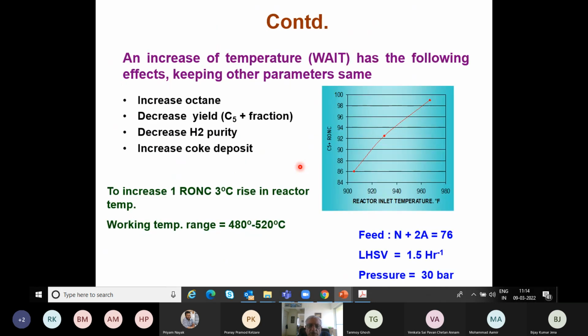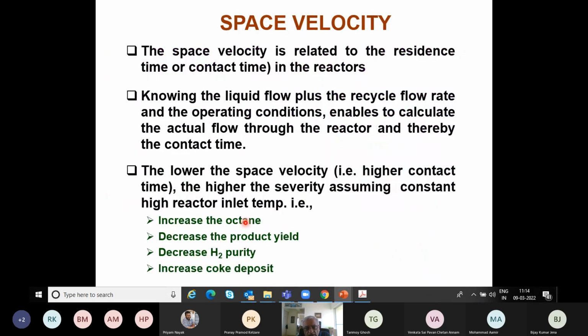And then I told you how the reactor temperature affects the concentration of aromatics or the octane of the product. It is very sensitive. For every 3 degrees rise in the reactor temperature, you can increase the octane by one number. And this is typical of most of the reformers. So this is one handle which the operator has. But of course, this is also within the limit of the furnace duties that you have.